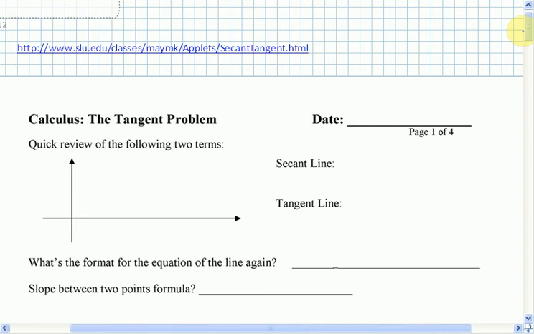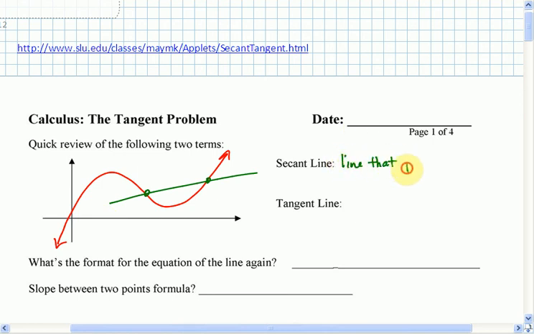Anyone remember what a secant line is if I give you a graph? So let me just draw a graph. You draw this in your notes too. Okay, there's your graph. If I asked you to draw a secant line, what would you do here? It doesn't have to be perpendicular, but it goes through at least 2 points, like that, okay? So the definition of a secant line is a line that passes through 2 points, okay?